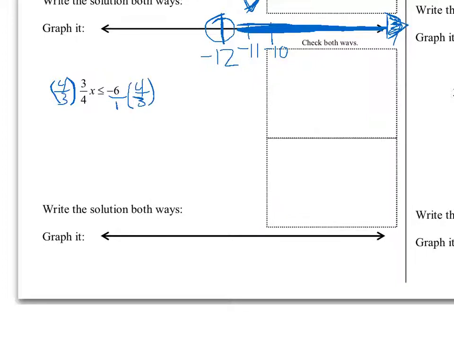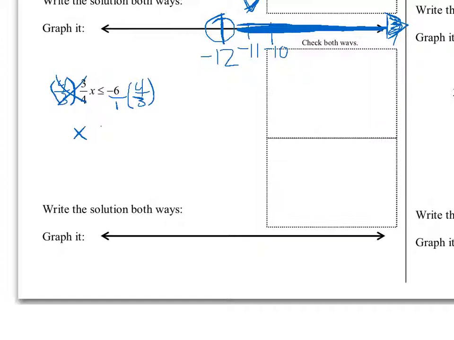Paying very careful attention to our positives and our negatives. Here we have 3 cancels out with 3, 4 cancels out with 4. That leaves us with our x. Flip yes or flip no? Should I flip in this particular situation?